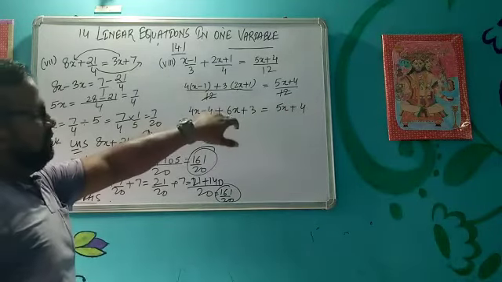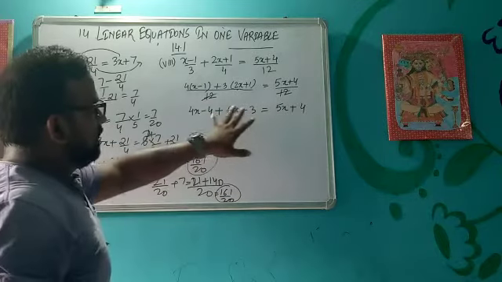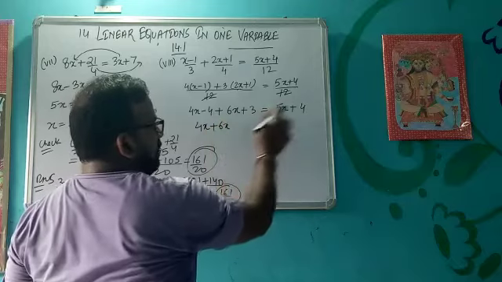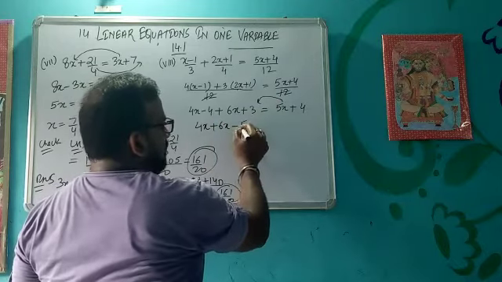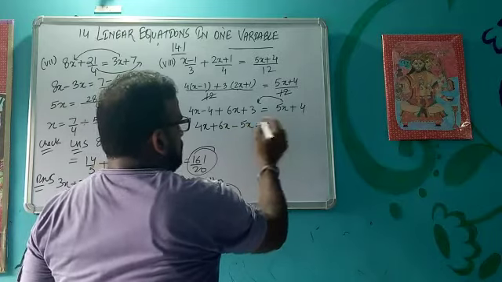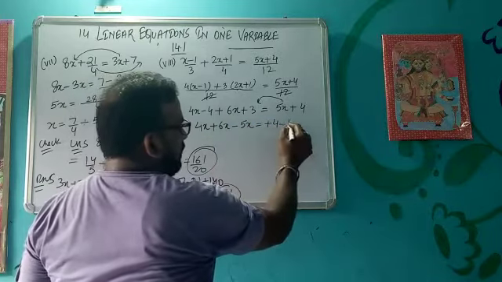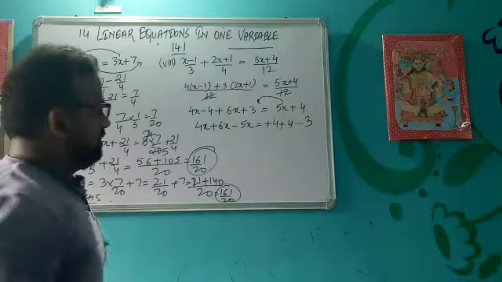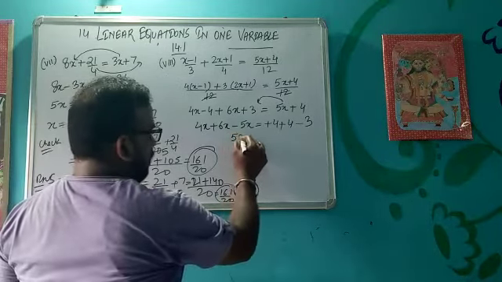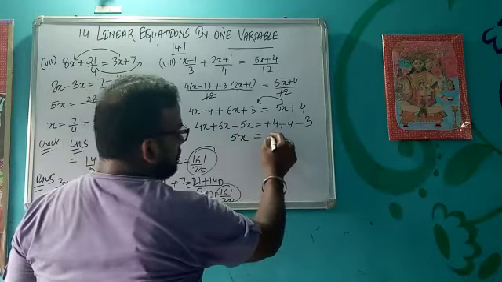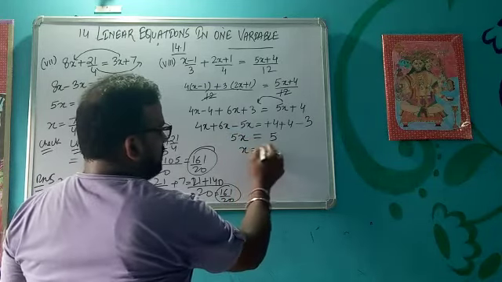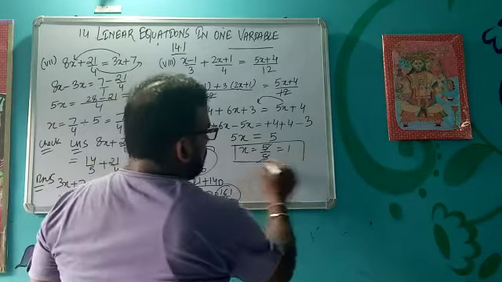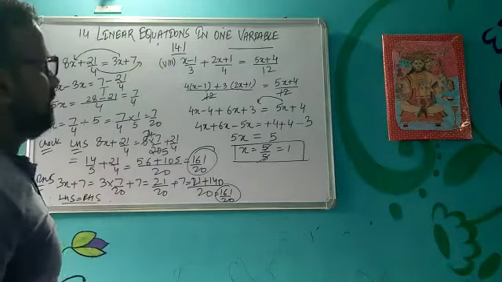Now what will we do? We will take all the constants here. So this is one variable, this is one variable, then 5x will come here. It becomes minus 5x. Plus 4, and this minus 4 will come here, it becomes plus 4, and this 3 will come here, it becomes minus 3. So when you solve, you will get 5x equal to 5, or x equal to 5 upon 5, that is 1. Okay, so this is the value of x.